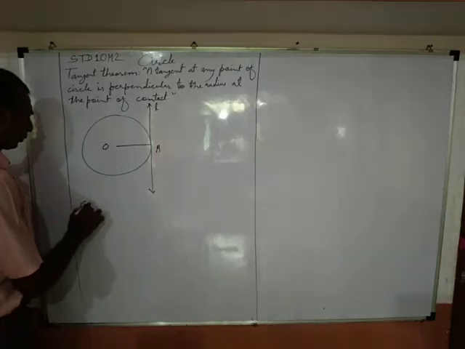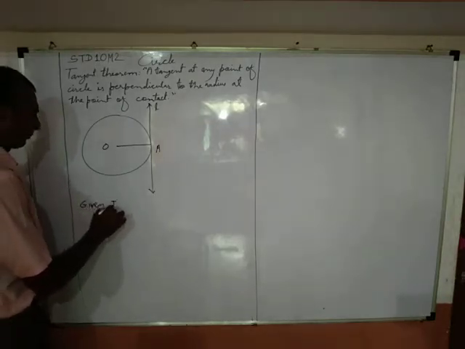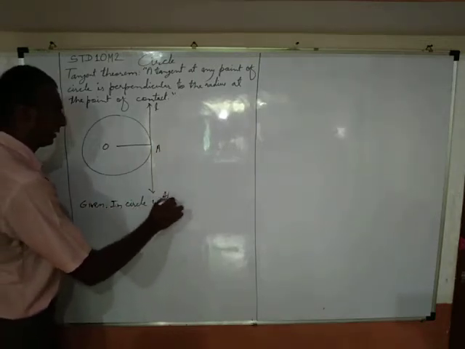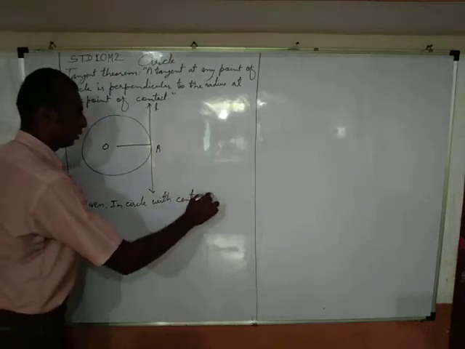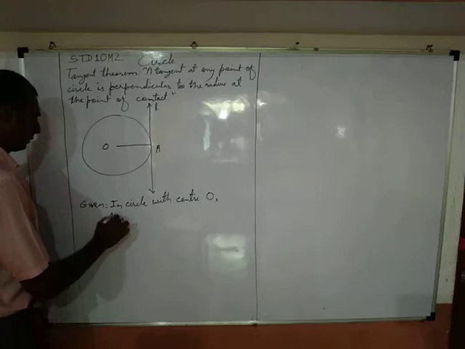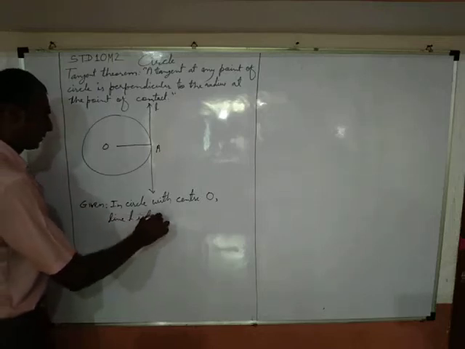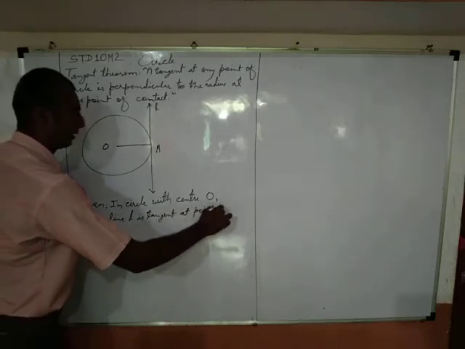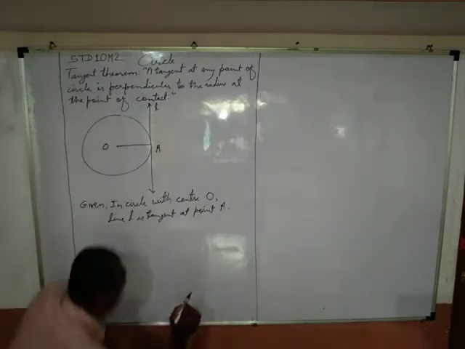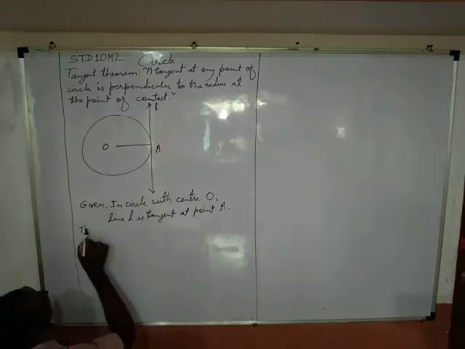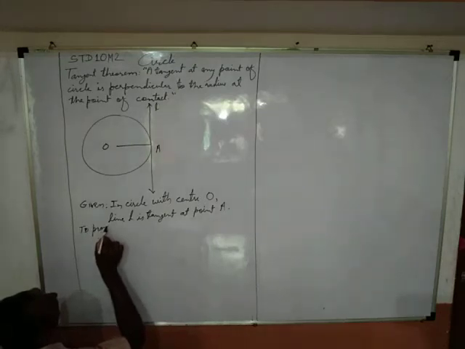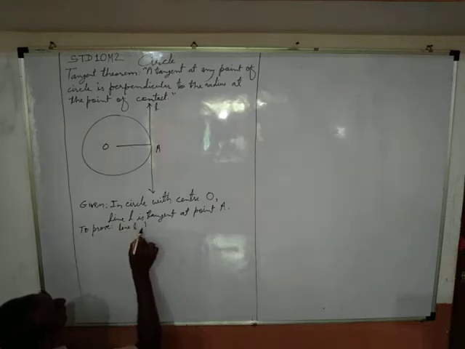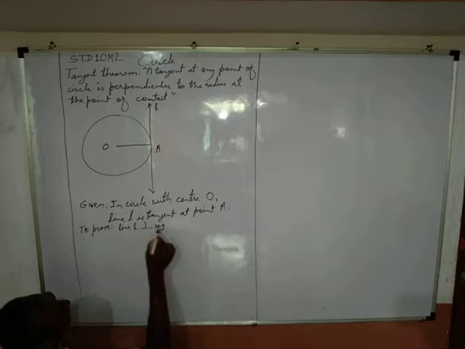Let's write given and to prove. Given: in a circle with center O, line L is a tangent at point A. To prove: line L is perpendicular to seg OA.